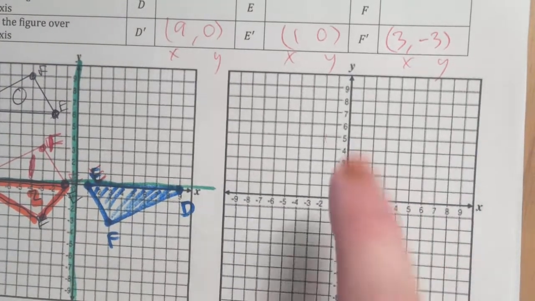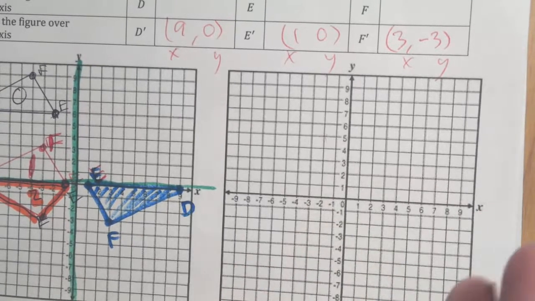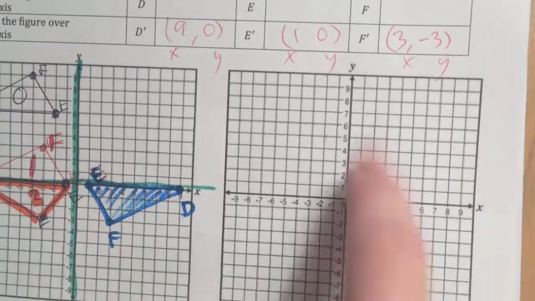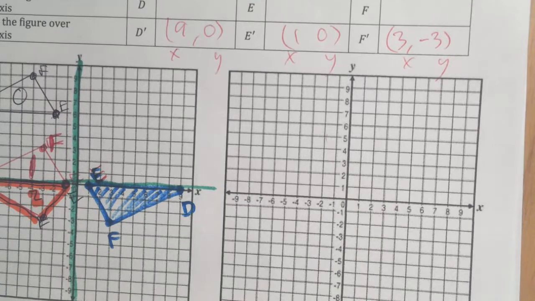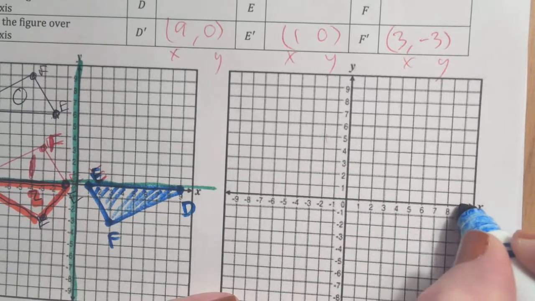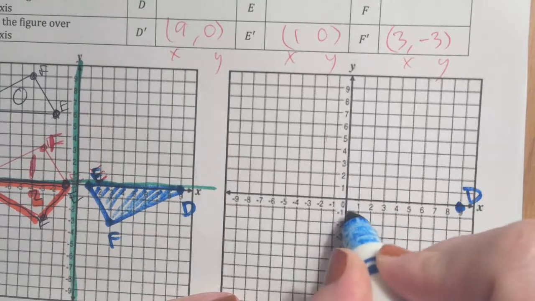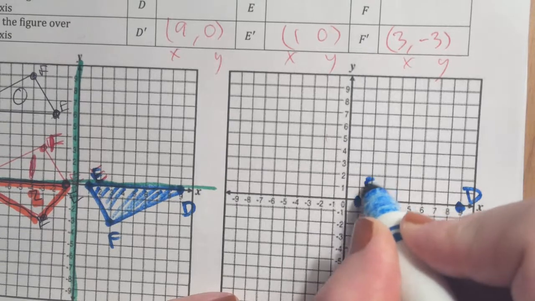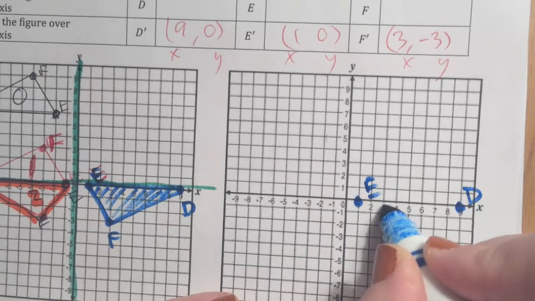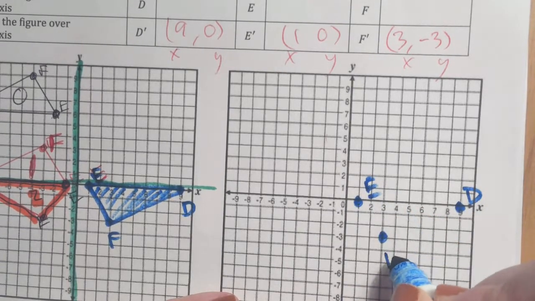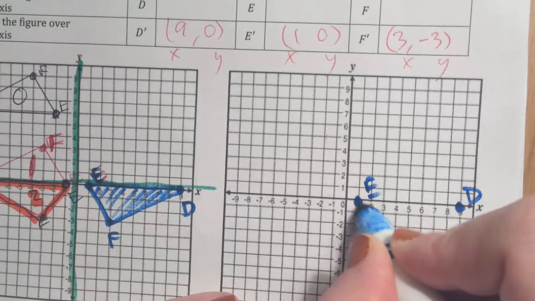All right, so those are our coordinates. So now what you have to do is give me the final picture. So all this work, you're going to have to plot the final picture. Okay, 9, 0 is your D, 1, 0 is your E, and 3, negative 3, that was your F.